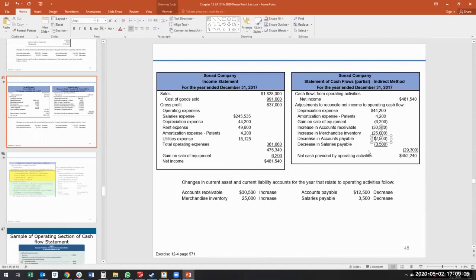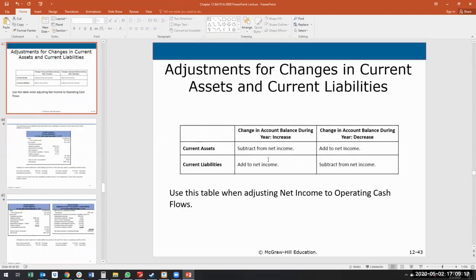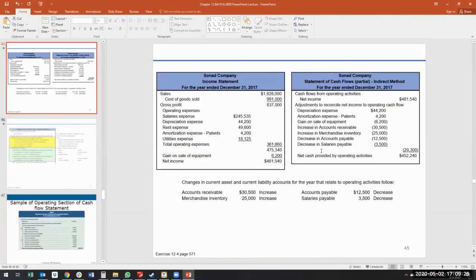We had a decrease in accounts payable. If we think about that, that means we paid for accounts payable that wasn't included in net income. Right, so we debited accounts payable, credited cash for $12,500. The other way to think about it is a decrease in current liability, you subtract from net income. And then same thing with salaries payable, right? That's a decrease in a current liability, so we're going to subtract it from net income. Another thought is we expensed it in a prior period. In the current period, we paid cash out, and so we have to adjust our net income.